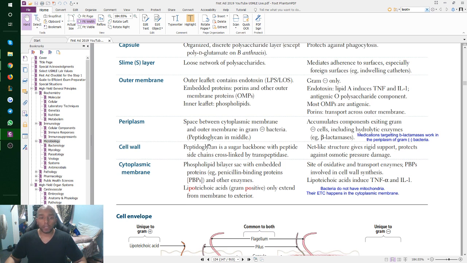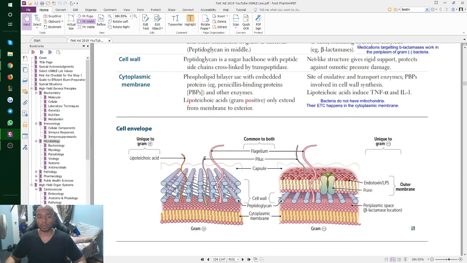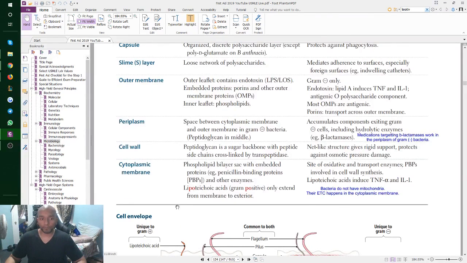The cell wall itself, peptidoglycan, is a sugar backbone with peptide side chains cross-linked by transpeptidases. It's a net-like structure that gives rigid support, protects against osmotic pressure damage, and that's what you're seeing over here. Right? It's much bigger, much more active in the gram-positive bacteria compared to a gram-negative.